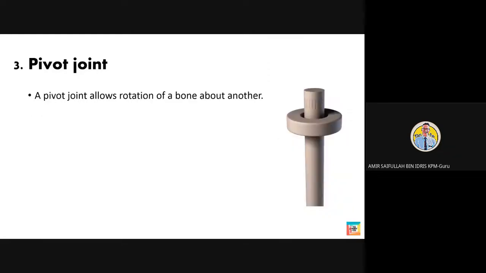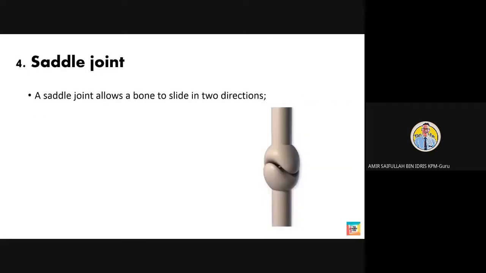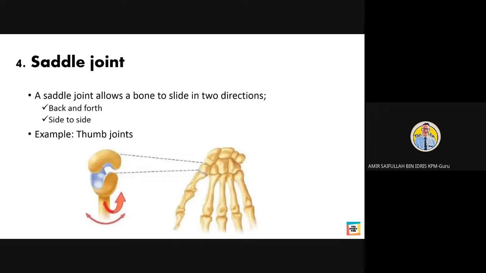A pivot joint allows rotation of a bone about another. Neck joints is an example of pivot joint. A saddle joint allows a bone to slide in two directions, back and forth, and side to side. Example of saddle joints is thumb joints.